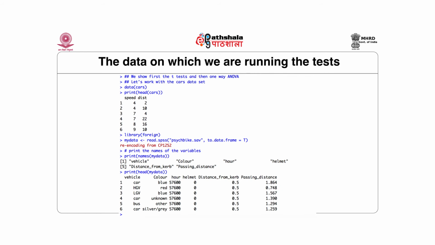In here, we are noting the passing distance from the curb, and the different kinds of vehicles that are parked on a curb in a particular city, and so on. So we're going to use these two data sets. Some of these are continuous variables, some of these are categorical variables.